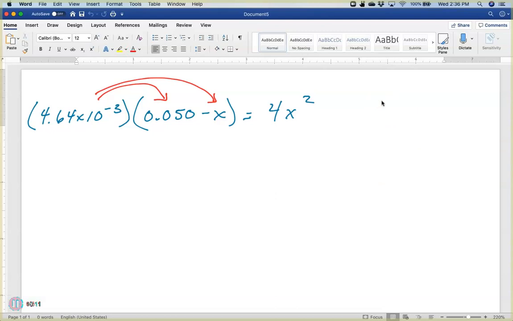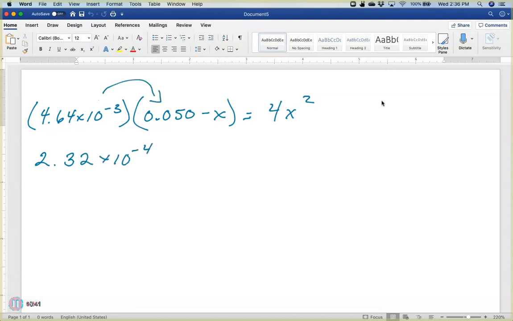We just want to make sure both of these get multiplied. So when I say both, I mean both these terms get multiplied by that first term. So what is this going to look like when I'm done? Let's do that first. If we multiply the 4.64 times 10 to the negative third by the 0.05, what we should get is 2.32 times 10 to the negative fourth.